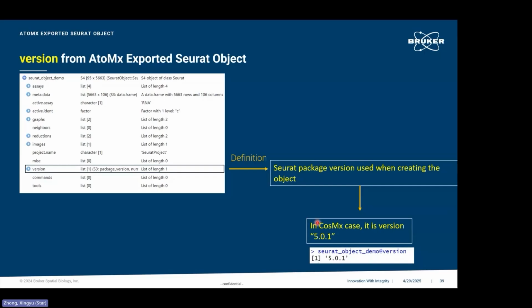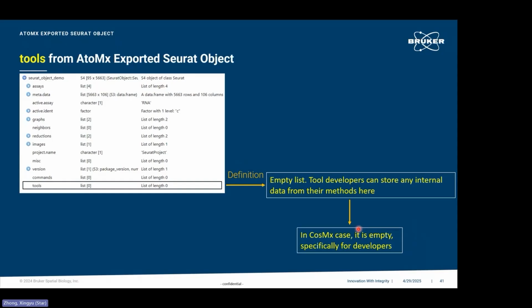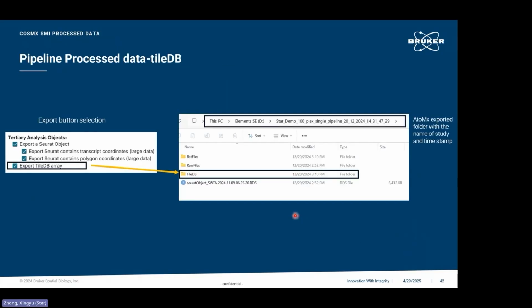And if your Seurat package is version 4, then it may not be compatible, so you need to upgrade Seurat to version 5. And the command is the command list or history of the code that you used to analyze the data, but here it is empty, and the tools is empty as well. So I just briefly went through the structure. If you want to find more, first you need to know the Seurat object structure, and then you can find the processed data in the Seurat object.